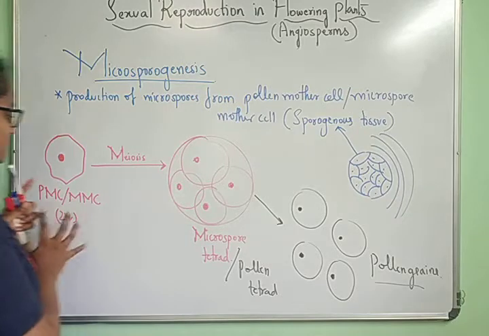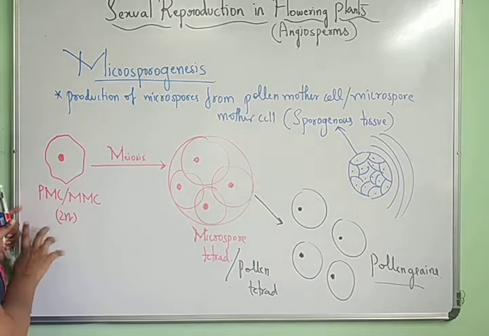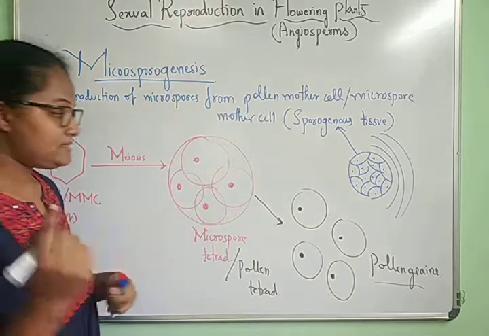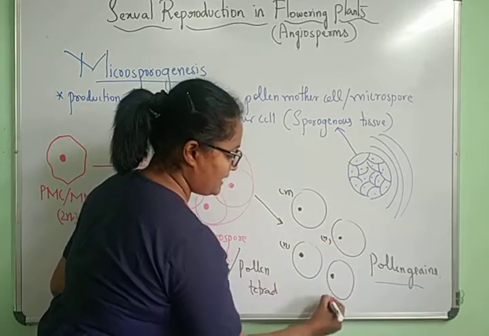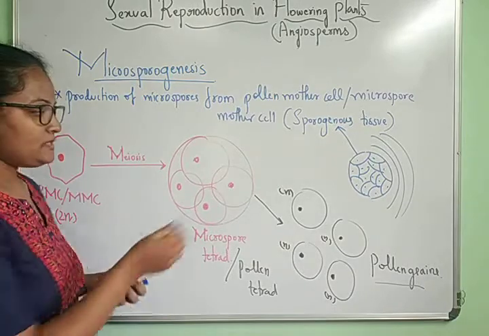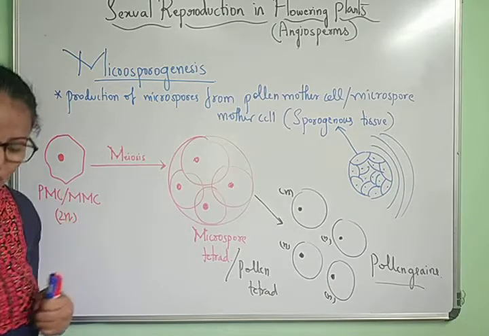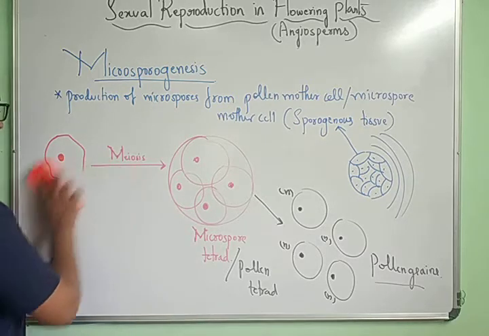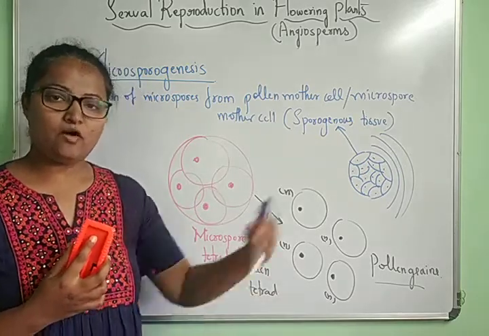So this production of pollen grains, or microspores, from pollen mother cells or microspore mother cells is called microsporogenesis. And all these pollen grains are haploid in nature. This is very important during the fertilization process. We should understand what is the ploidy of each cell. This is microsporogenesis. Next, there should be development of these pollen grains for fertilization.